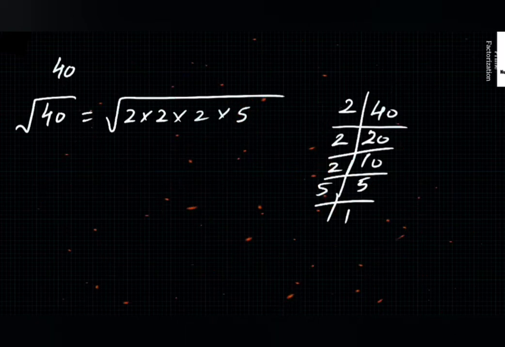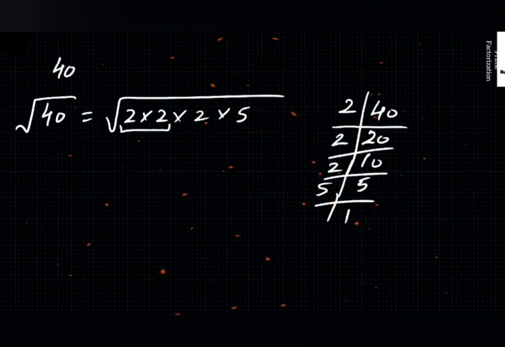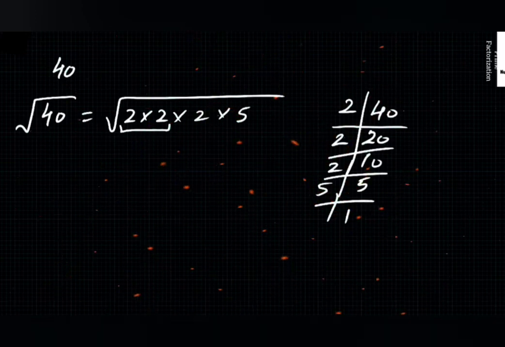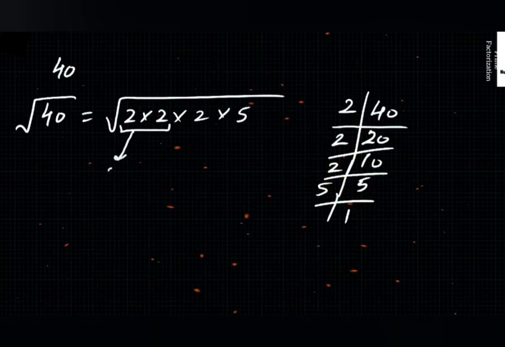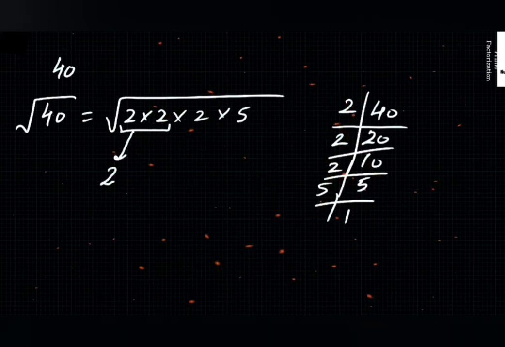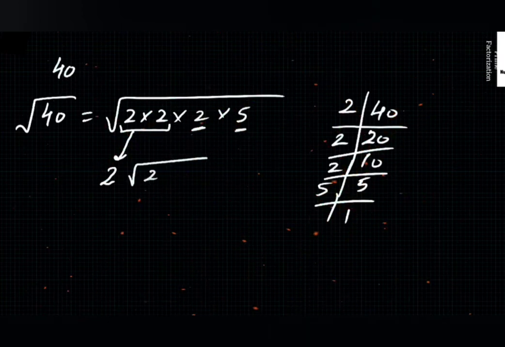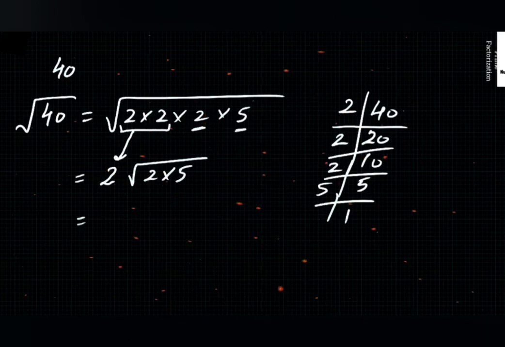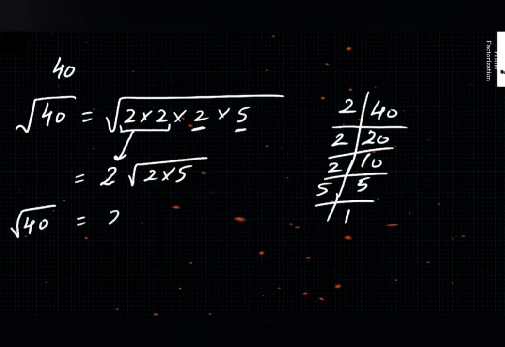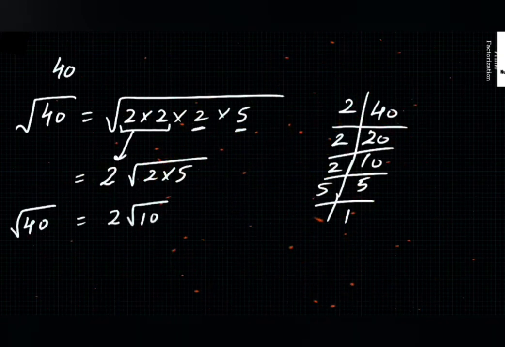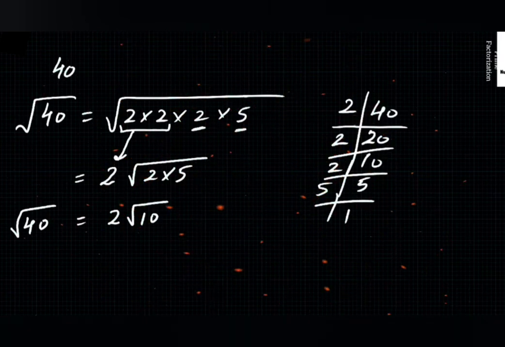Clear? If we make pairs, you can see that only 2 is in a pair. The rest, 2 and 5, do not have any pair. So what we will do for this? We will take out 1 out of this pair. So we will write 2 only, and for the rest, 2 and 5, we will multiply together and write it as it is. So 2 will be outside, and under the radical sign 2 times 5 will be there. So root over 40 means 2 times, and after multiplying we will get root over 10. So 2 times root 10 is the solution of root 40.